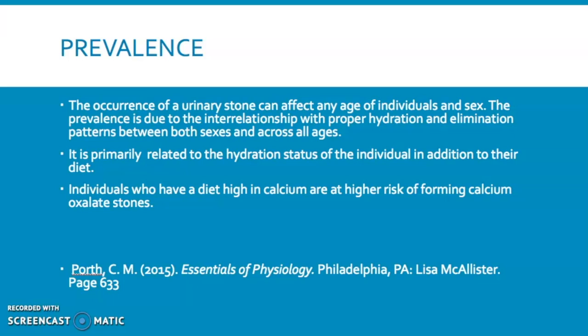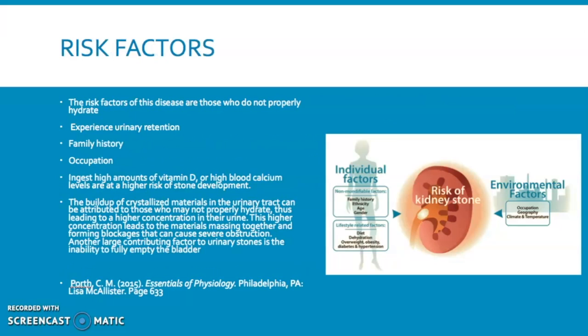The prevalence, it's any age or individuals. That's what I said before. It's not going to pander towards a specific race, age, or gender, and it really just pertains to hydration status and elimination status, whether or not an individual can empty their bladder fully or if there's something that causes this blockage. Also, those who have a high diet of calcium or oxalate are going to be those who can form calcium oxalate stones. So I have a slide later on that talks about the foods you should and shouldn't avoid.